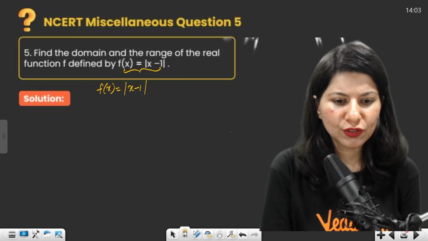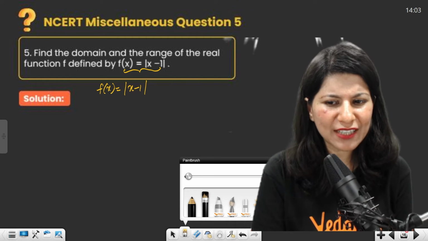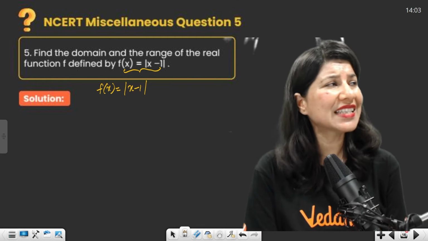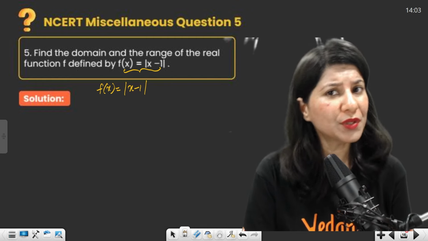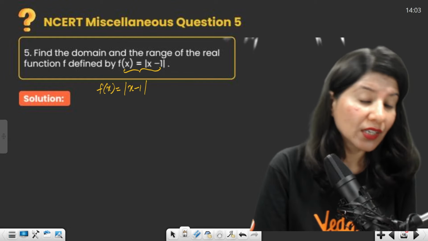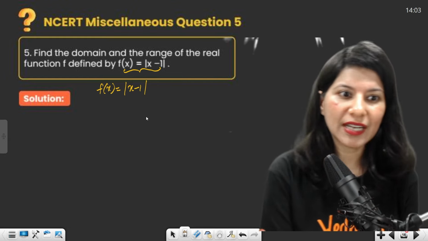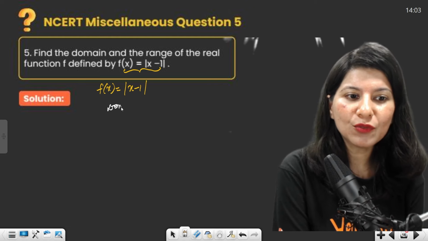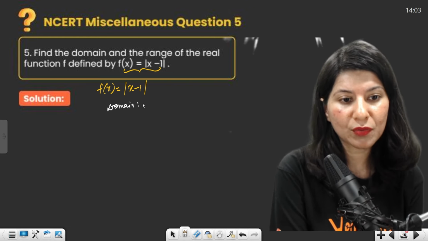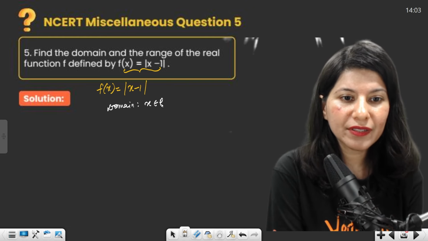Again, domain. A modulus function is actually a function which is having no issues. You want to put positive values, do it. You want to put negative values, do it. You want to put 0, do it. That means domain will have no issues, unlike square root functions, right? So domain is all real values.